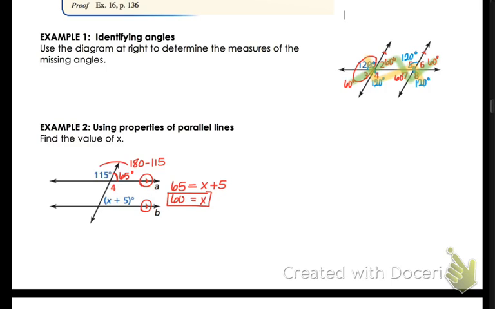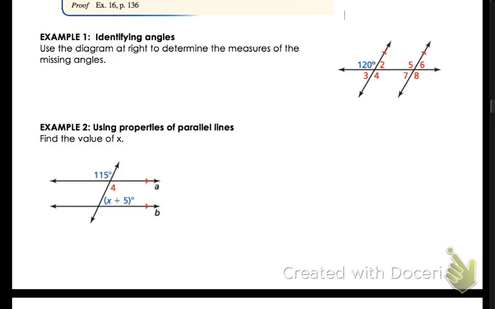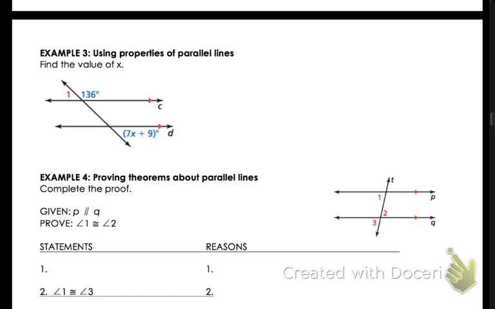Just a reminder again, those relationships that we've talked about, you only ever have two options. Set them equal to each other or add them together. And the only time you would add them together is if they're co-interior, because those are the ones that are supplementary. All the rest are going to be equal to each other. So that's how you can set those up. Let's look at another one here.